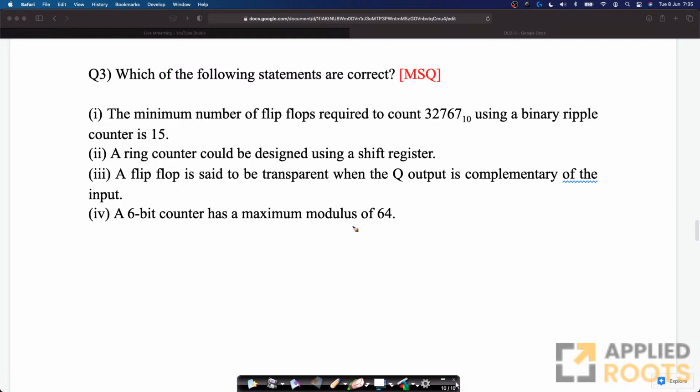I'm very happy to see most of you got it right. So good, good, good. Very good. Okay, so let's wait for a few seconds and then we'll solve it.